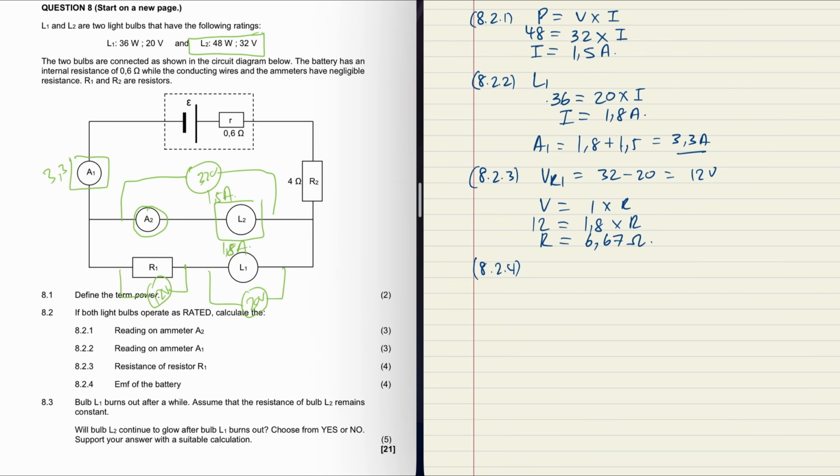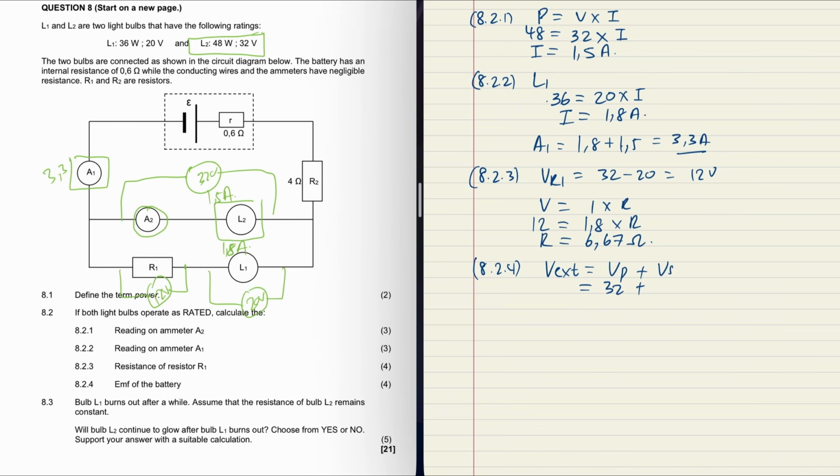Let's take a look at question 8.2.4. Calculate the EMF of the battery. Of course, we can use the EMF formula, but I'm not going to work out the entire resistance here because I'll be honest, I'm a bit lazy. So what I'm going to do is work out the V external. V external here is going to be the voltage in parallel plus the voltage in series. The voltage in parallel is 32. The voltage in series, I actually don't know. I need to work it out.